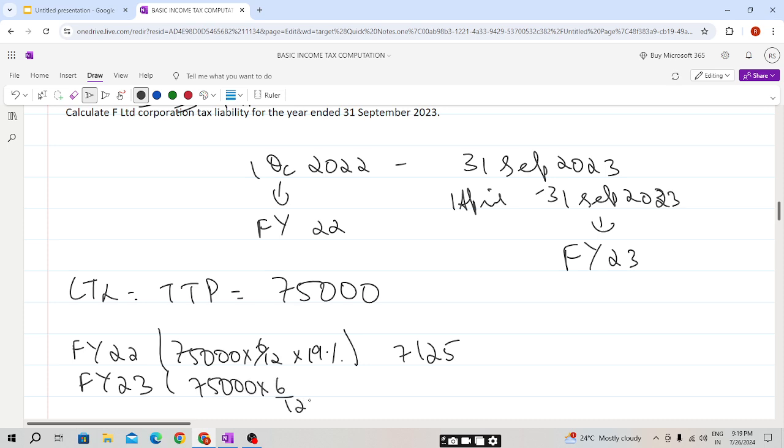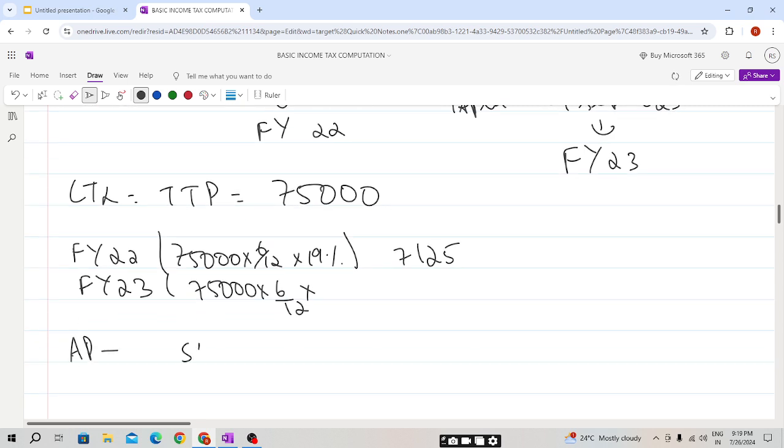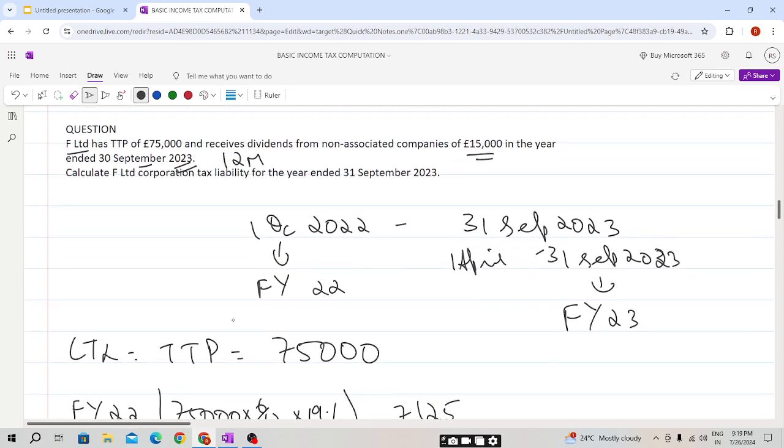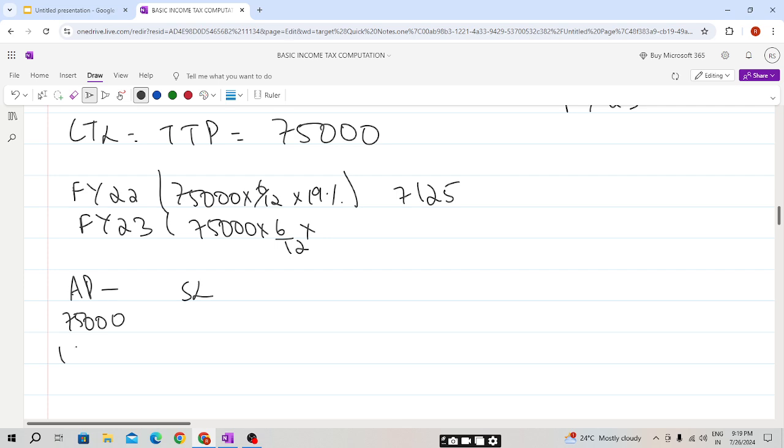Now how will we decide, students? We need to compare the augmented profit with the statutory limits. The augmented profit will be the TTP plus the dividend, 15,000. So it will be, students, 75 plus 15, 90,000. 90,000 is the augmented profit. I hope this is clear, students.